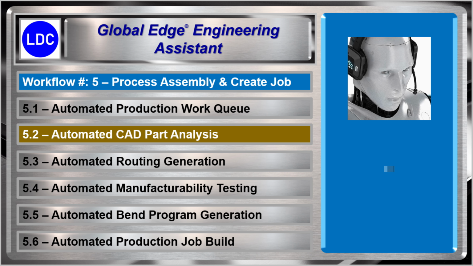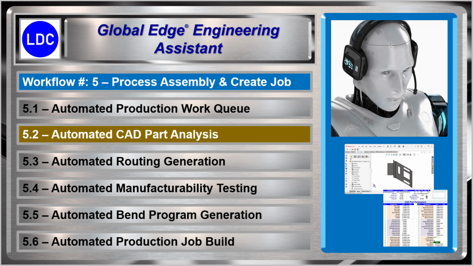This step illustrates the automated CAD part analysis capabilities to provide CAD part parameters for automated routing generation, manufacturability testing, quoting and CAM program generation.